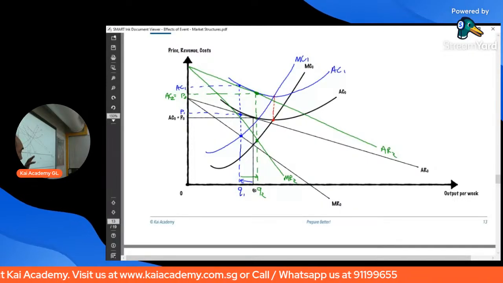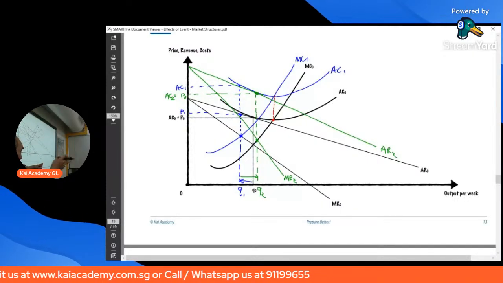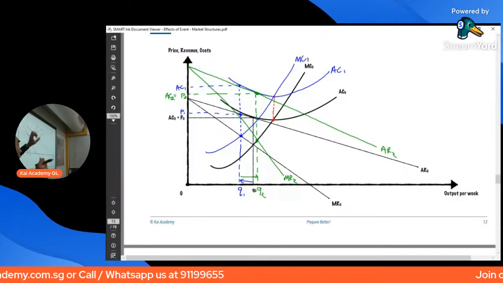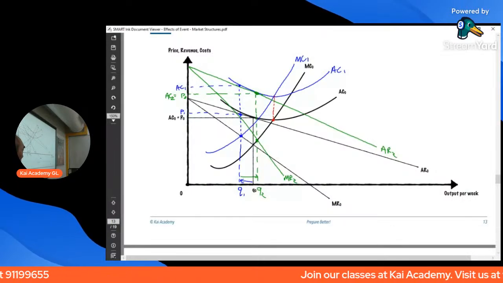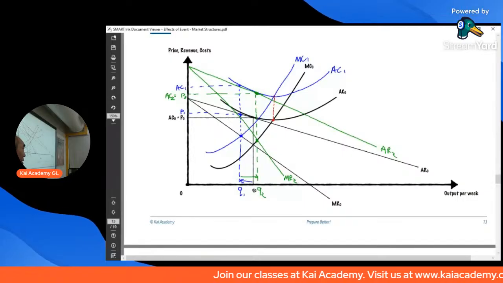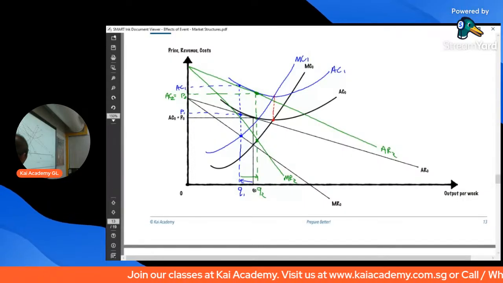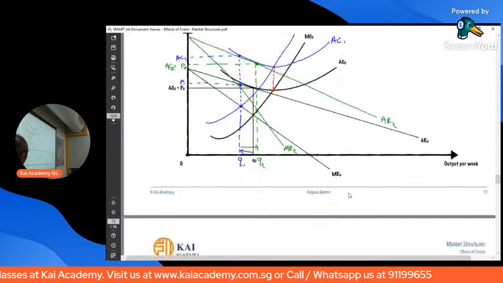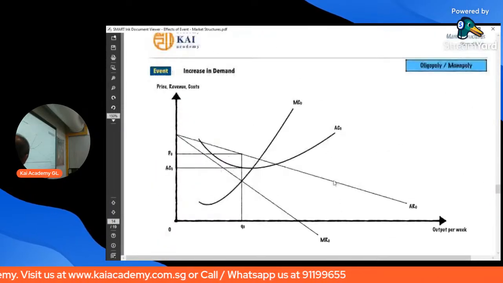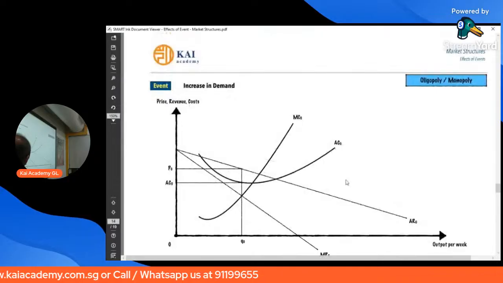Okay, so I did the variable cost increase for you. You can try out the fixed cost increase yourself. I did the variable cost increase, then you try the variable cost decrease yourself. All right, so with that, we finish PC and MPC already. So now let's go to oligopoly and monopoly.